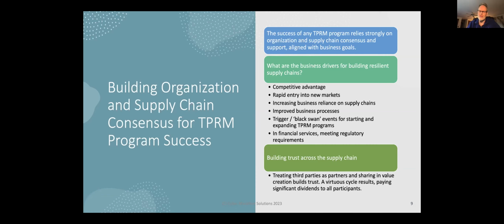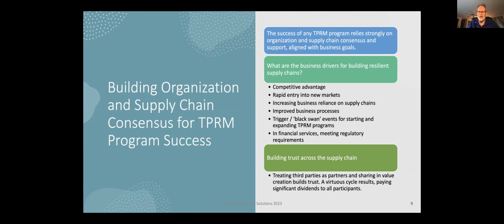Because as we increase the business reliance on supply chains, we need to likewise make sure we're taking steps to offset that risk. We have black swan events that, as I said before, are becoming not black swans, but daily occurrences. And we need to be better prepared to deal with that risk. And then in areas such as healthcare and financial services, we have to meet increasing regulatory requirements. So net, what are we trying to do?